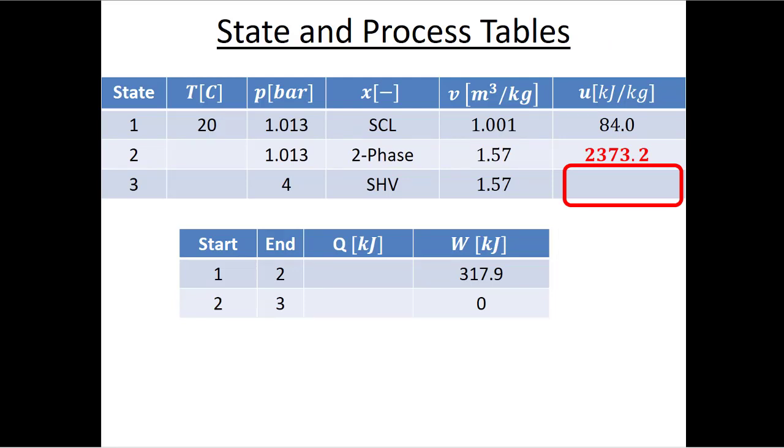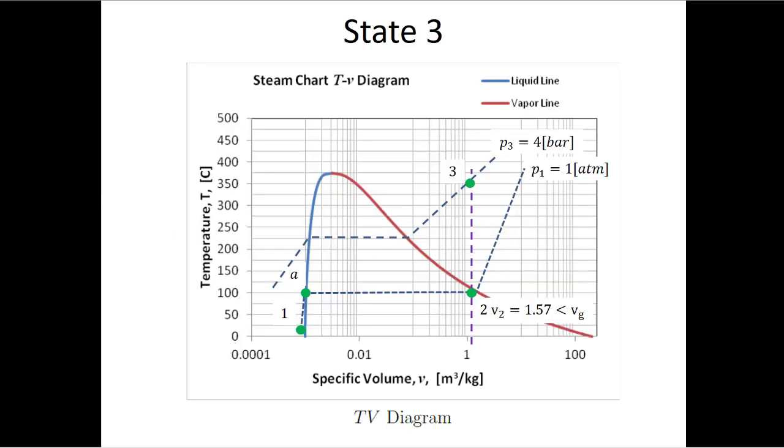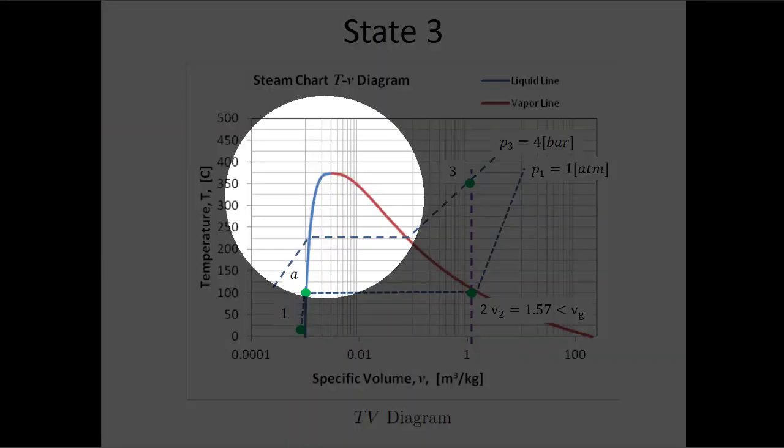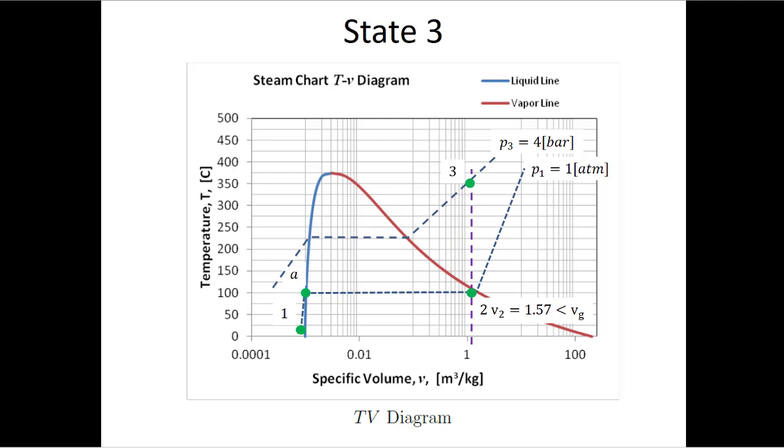So now the only state that I haven't fixed is state 3. I know that the pressure here is 4 bar and the specific volume is 1.57. From the diagram that I drew before, I know that state 3 is up here in the superheated vapor region. For superheated vapors, I know I'm going to have to find an interpolation factor unless I get lucky and I'm right on the line.